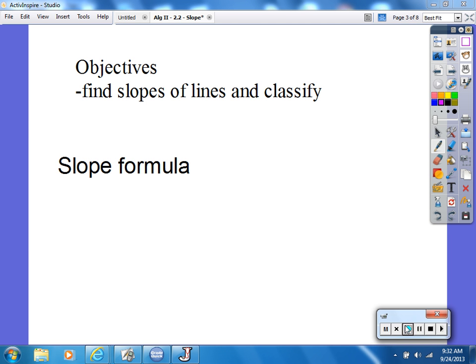So today we're going to work on finding slopes of lines and classifying lines. So before we can do that, we need to talk about that slope formula. Raise your hand if you remember the slope formula. Caleb.